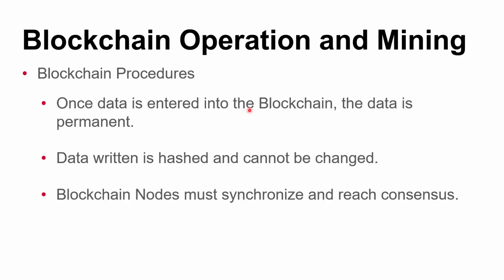And blockchain nodes must synchronize all together in order to come to consensus. Because the idea is that every node has the exact same data, and it wouldn't really be useful if there was different data on different nodes, because overall the entire network is supposed to have a single ledger.